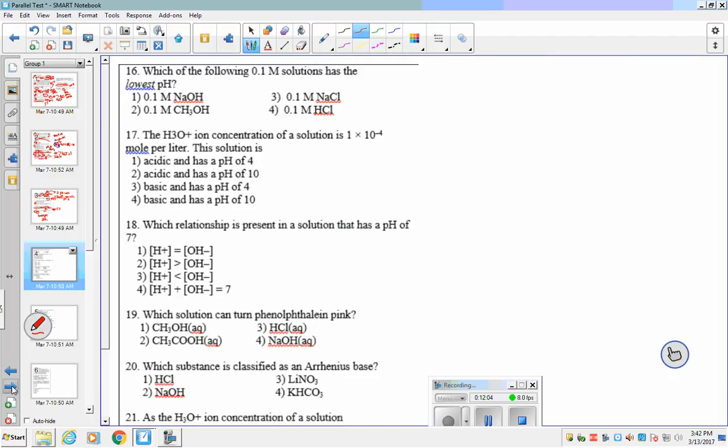Number 16, which 0.1 molar solution has the lowest pH? So for lowest pH, we're looking for something that is acidic. NaOH, we can say is a base, so that's probably not going to be our answer. Alcohol and salts are going to have a pH equal to 7. So NaCl is also just a salt, it's not an acid or base, pH equal to 7. So we can cross out both of those, they're the same answer.